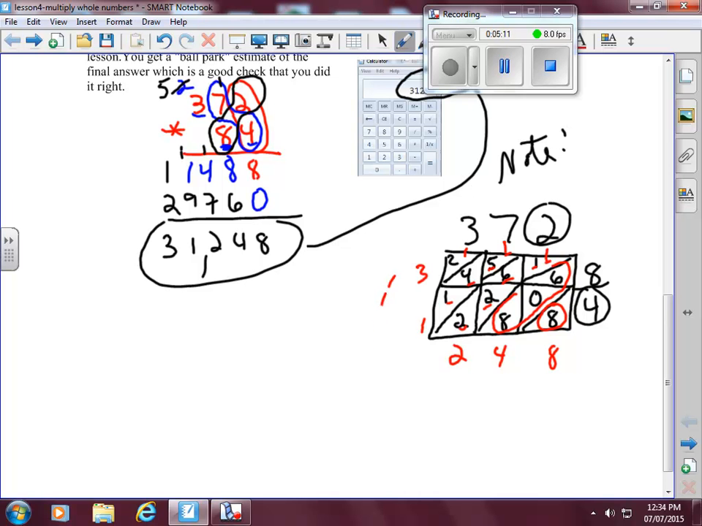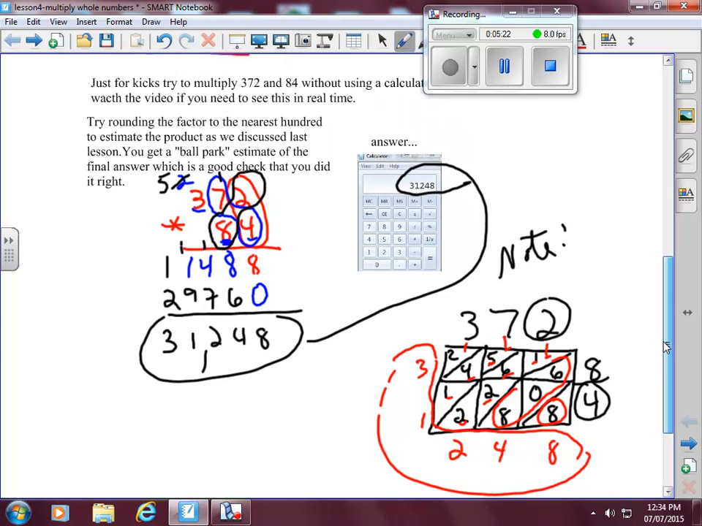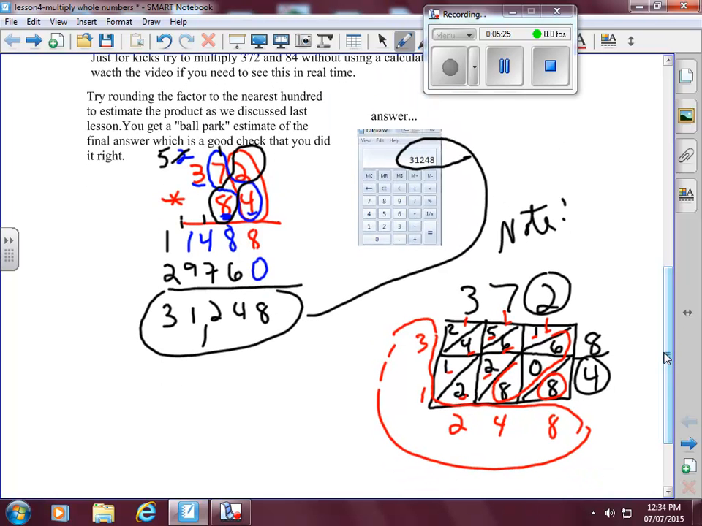And look at that. Look at that. 31,248. So that's kind of another cutesy way of multiplying. It just depends on your training. I did want to mention the ballpark estimate. Last lesson we talked about getting a ballpark estimate of the right answer using rounding and estimation.